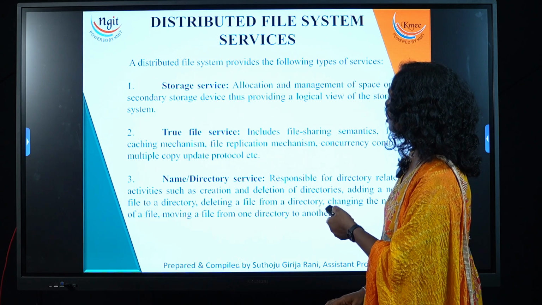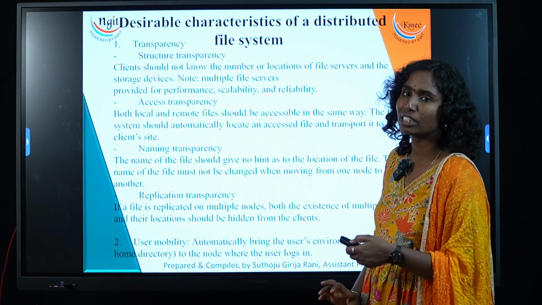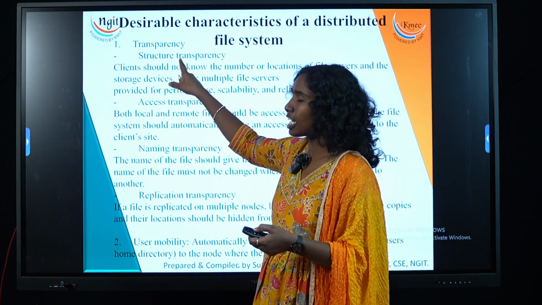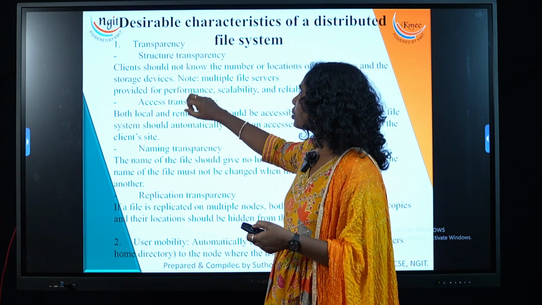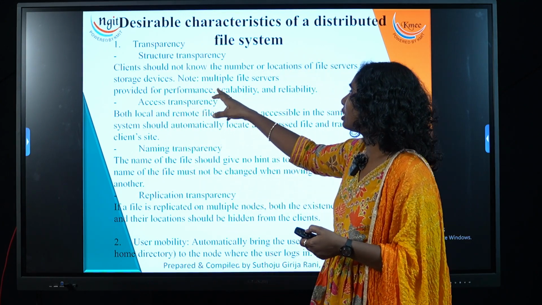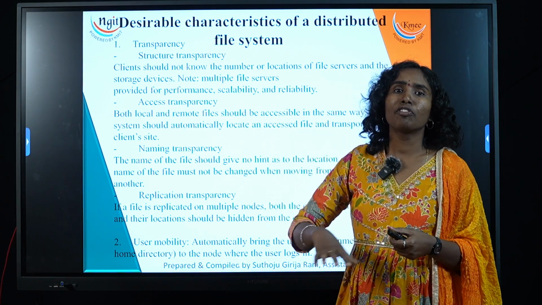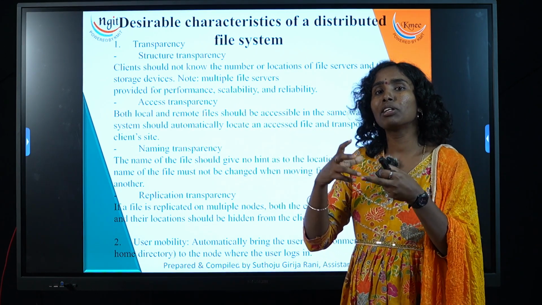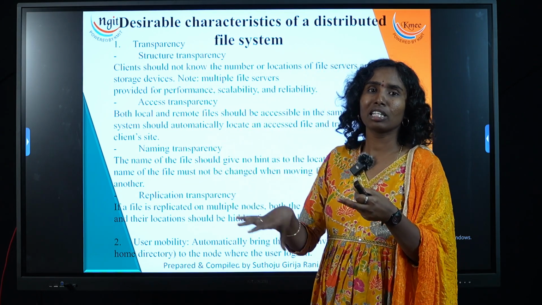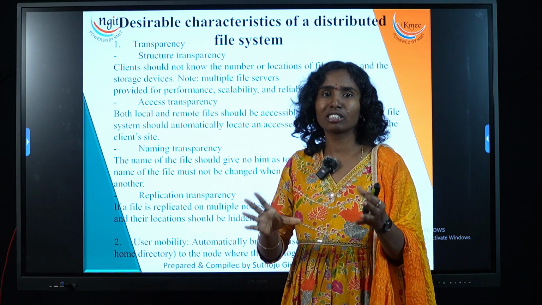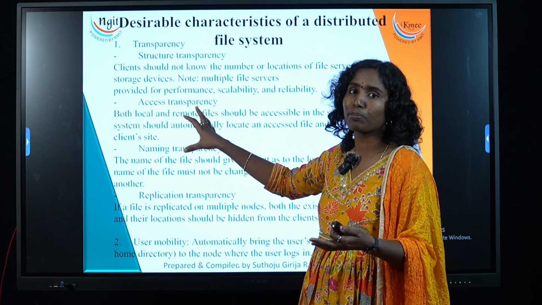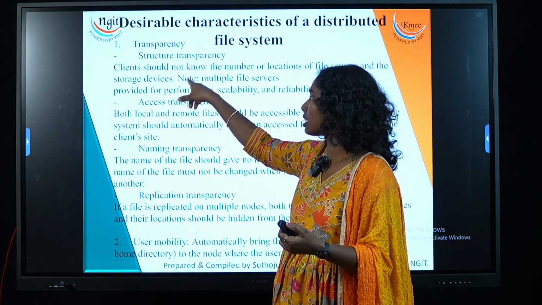Next are the characteristics. Coming to the characteristics, there are 10 characteristics of a distributed file system. First one is transparency. In transparency we have three types: structure, access and naming. Structure transparency is nothing but the number of locations where your file server is available, and to know the path, whether it is a hierarchical structure or whatever it is. So all the file system processing will be done in structure transparency.